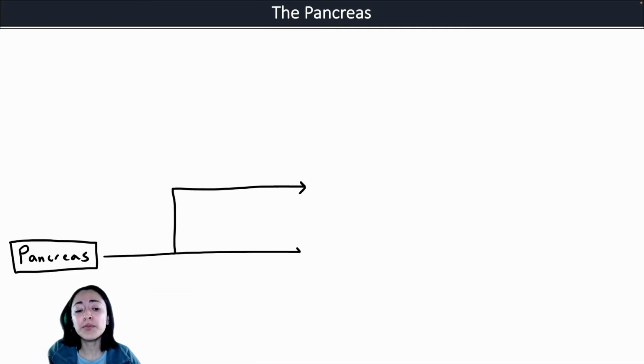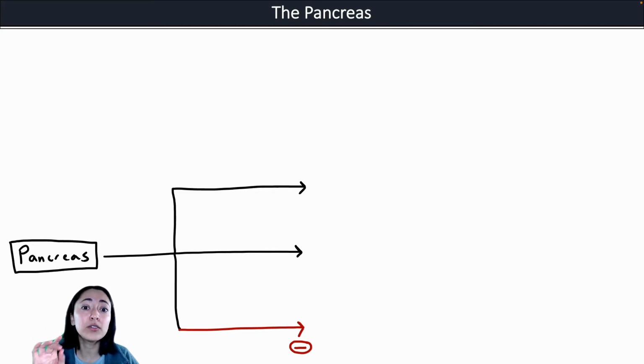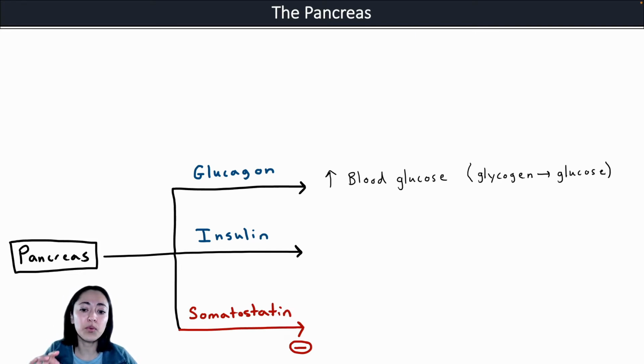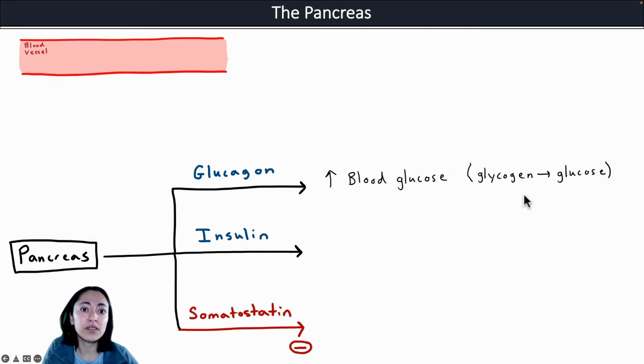Now, the pancreas produces three major hormones that are important in regulating blood glucose levels. The first one is glucagon. Second, we have insulin. And third, we have somatostatin, which is an inhibitory hormone. Glucagon is important in increasing blood glucose levels. And one of the ways that it does that is by converting glycogen into glucose. Glycogen is how our body stores our carbohydrates, or in other words, stores glucose.